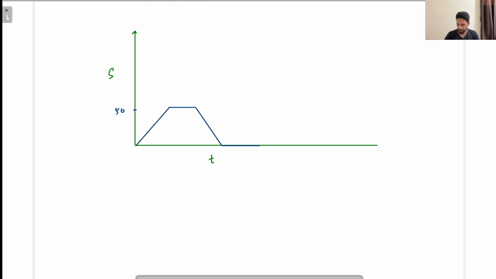Remember, the journey starts from A. From B it keeps uniform motion till C. From C it comes to D, which is at rest. From D to E it stays at rest. Now from E onward it is coming in the opposite direction with some speed. You have to remember, now the direction is backwards.